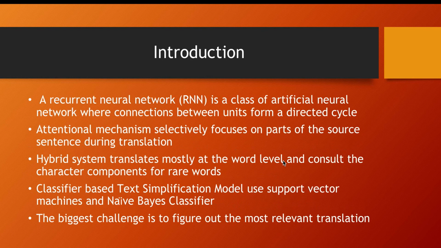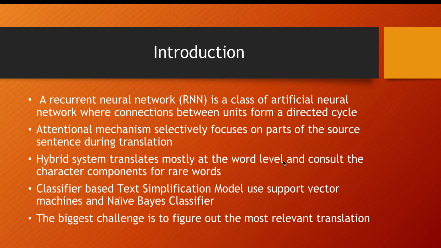So, let me give you a brief introduction. A recurrent neural network is a class of artificial neural network where connections between units form a directed cycle. This means that the output of one node becomes the input of another node, and so on.